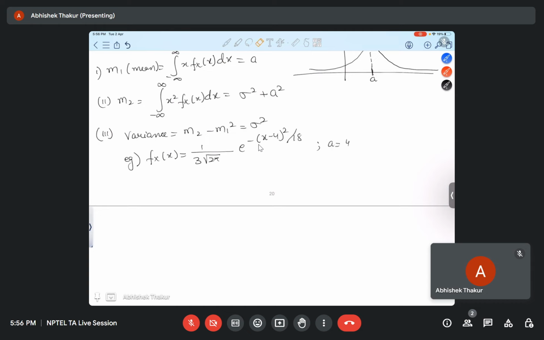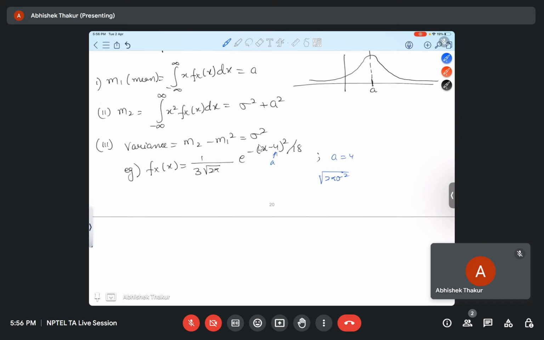So for this example, let's take a is equal to 4. Under root 2 pi sigma square is equal to 3 into root 2 pi. So sigma is equal to 3 and sigma square is equal to 9. Okay. So m1 is equal to 4, m2 is equal to sigma square plus a square, that is equal to 9 plus 16, 25, and sigma square is equal to 9 and sigma is equal to 3. So these are the statistical parameters for the given question.